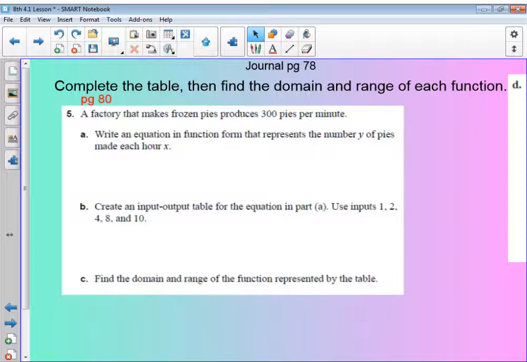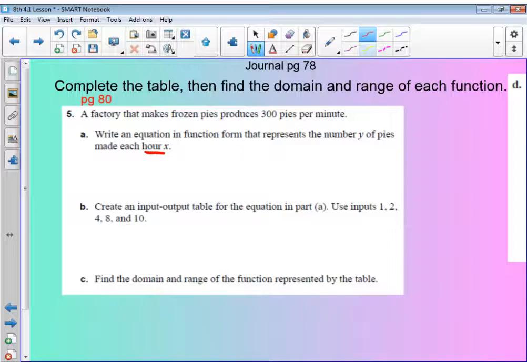Okay, so on page 80, number 5, it says a factory makes frozen pies and that produces 300 pies per minute. So it can make 300 pies in a minute. Write an equation in function form that represents the number of pies made each hour. So for every hour, how many pies could they make?